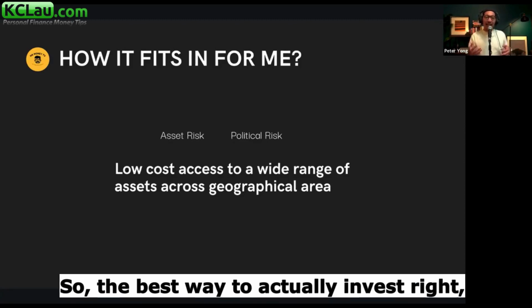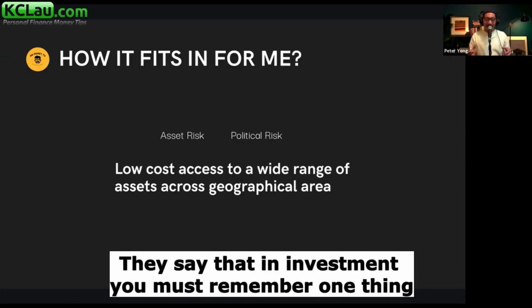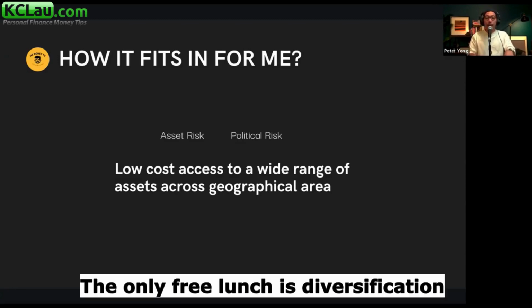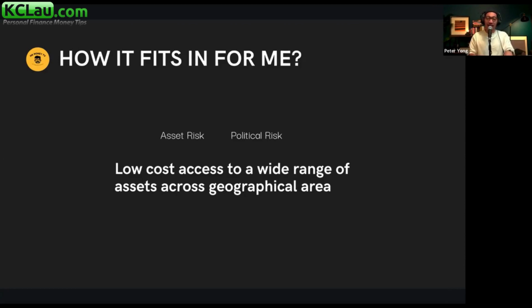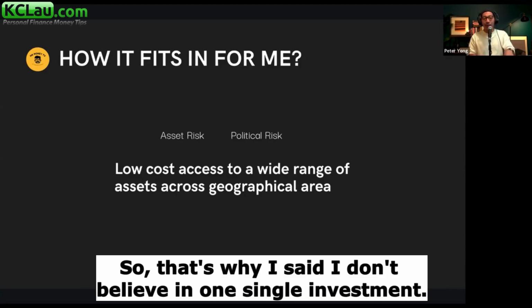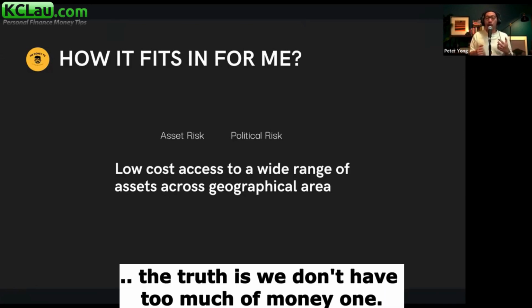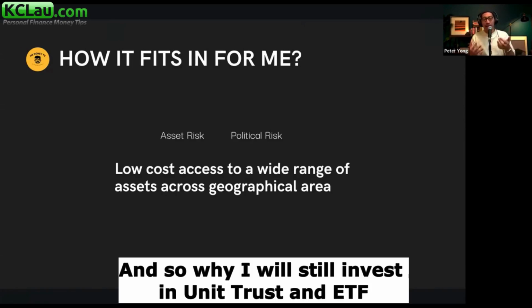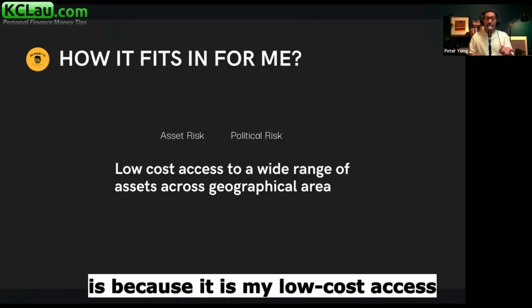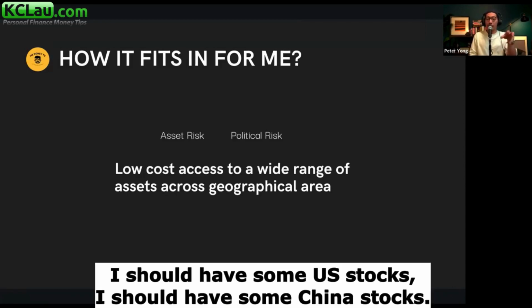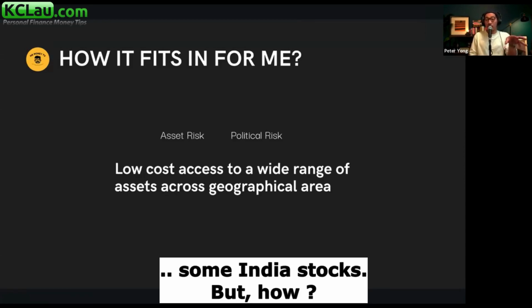So the best way to actually invest, right? They say that in investment, you must remember one thing. There is no free lunch in the world except diversification. The only free lunch is diversification. So that's why I say I don't believe in one single investment. But as a normal consumer, the truth is we don't have too much money. And so why I will still invest in unit trust and ETF is because it is my low cost access to a wide range of assets across geographical areas. I shouldn't just hold Malaysian stock. I should have some US stock, I should have some China stocks, some India stocks.